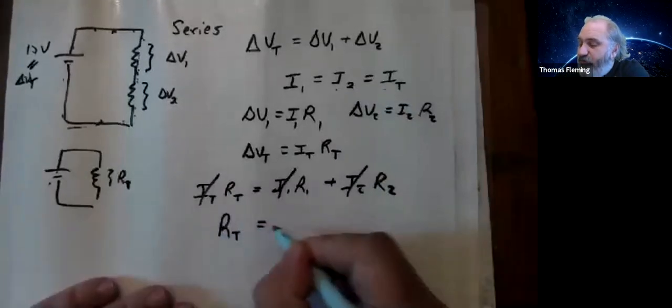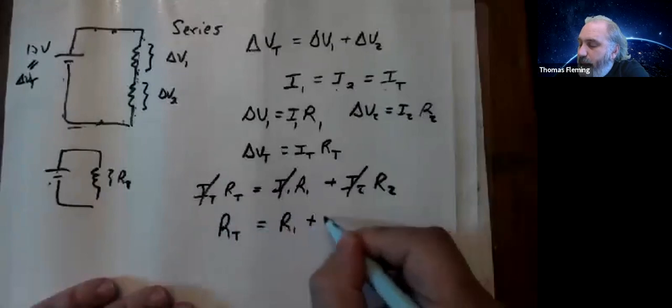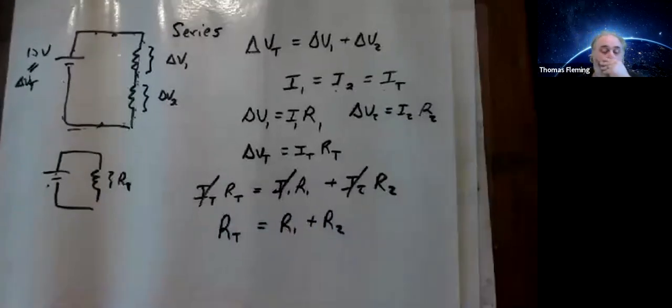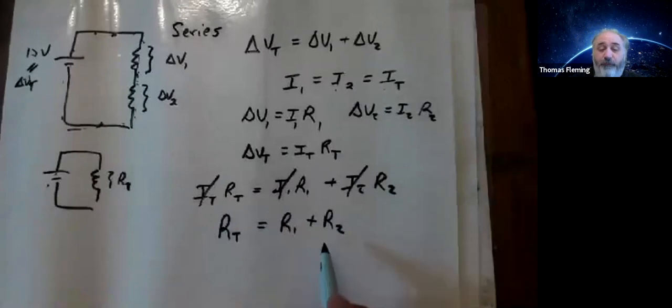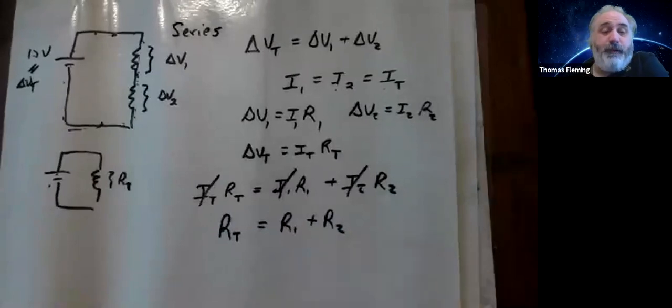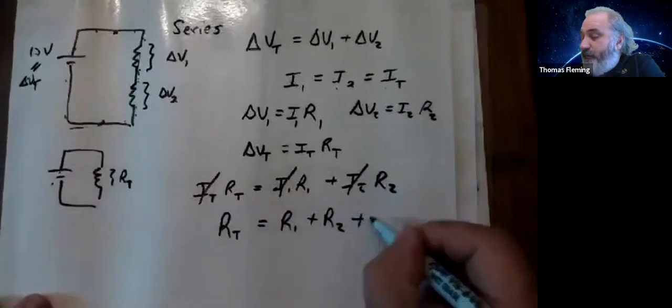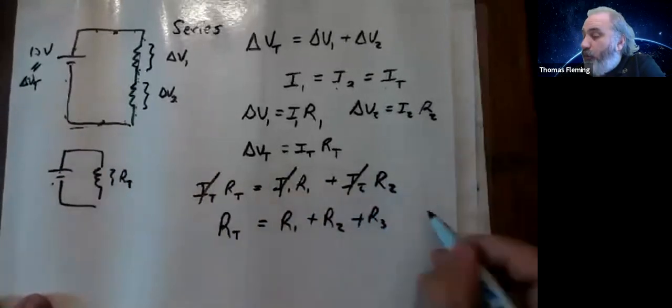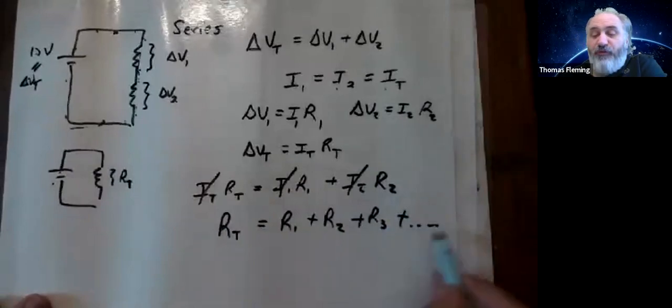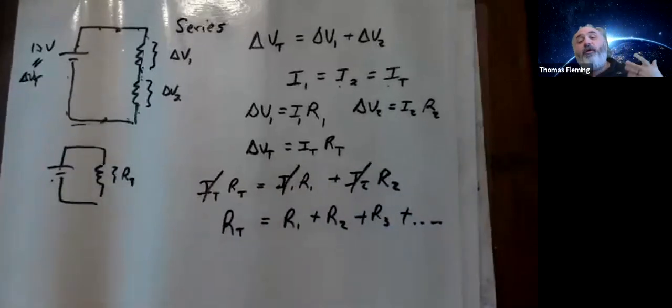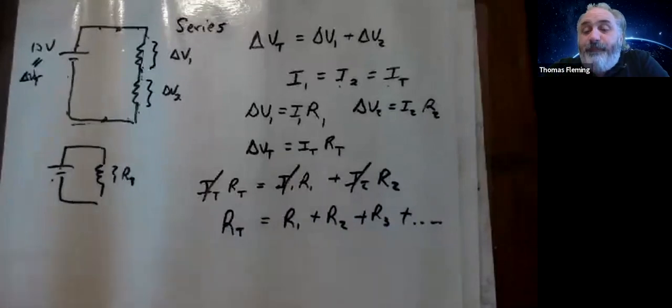And so for resistors in series, the equivalent resistance is just the sum of the individual resistances. Just add them up. If I had added a third resistor, all that would have happened is I could have added a third term or a fourth term. I could keep going forever. Just as long as they're in series, you just add them up, and that's your total resistance, and it's super easy. We can do this in our sleep.